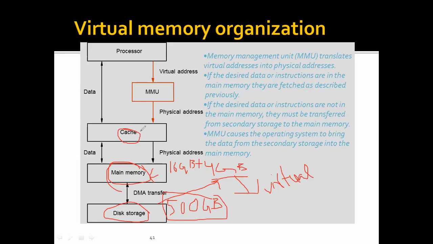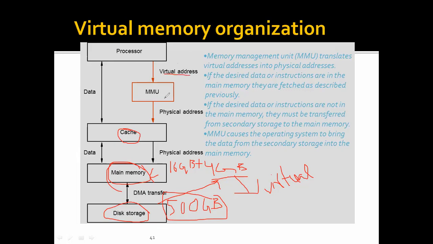Suppose the data is not found in the cache memory, then the processor searches in main memory. If the data is also not found there, then the processor goes to disk storage. Like this, the processor takes the data from these memories one by one. Here, this is the virtual address from the processor.